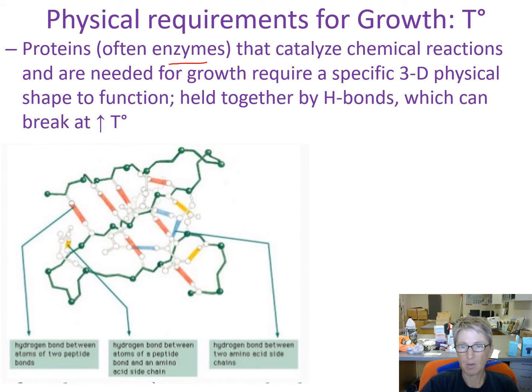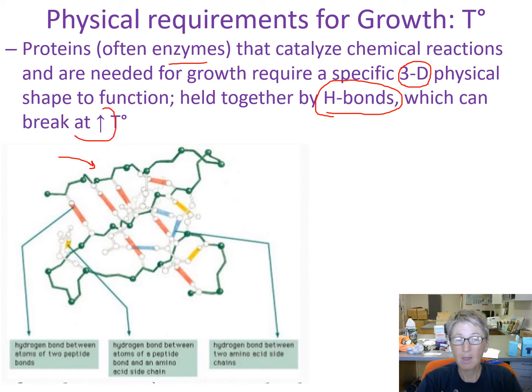Proteins, which are often enzymes, catalyze chemical reactions that are needed for microbes to grow. They require a specific 3D physical shape. For example, this would be the 3D physical shape of a protein in cartoon form. They need this shape to function, and the protein is held together by hydrogen bonds, which we just talked about. Hydrogen bonds can break if you increase the temperature, because remember, these bonds are not that strong. So if you heat them up, they fall apart.